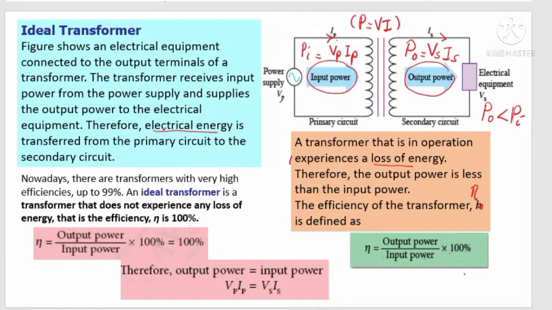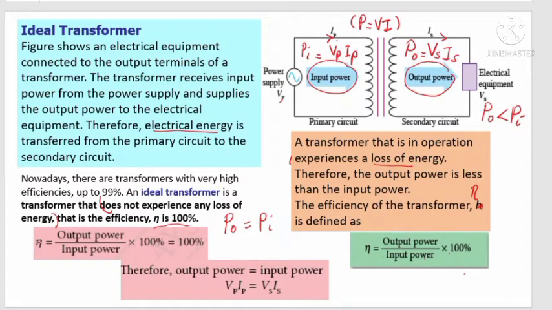Okay. When we talk about an ideal transformer, it's a transformer that does not experience any loss in energy. It is impossible, isn't it? So if there is no energy loss, we can say efficiency is 100%, or power input equals power output, the power that is supplied here equals the power that is output here. So with efficiency 100%, in other words, this is a perfect transformer.